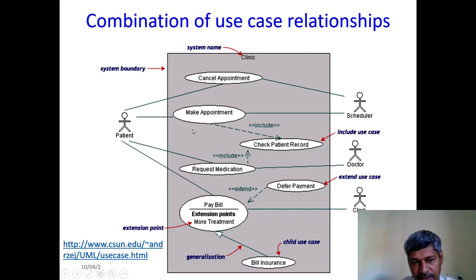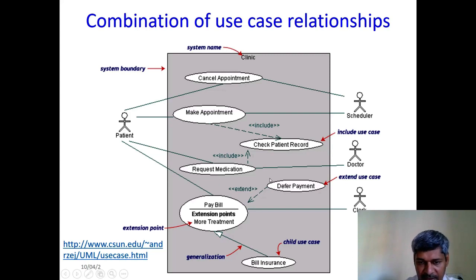Once the appointment is there and the doctor visit has happened, the patient can request medication, and the doctor can request medication. But the doctor is actually the one doing the request medication after this appointment. So this request medication still has to go through, include, this check patient record. The doctor will be checking the patient record and also the patient. Then only are we requesting the medication. So that is again an include relationship here. Two include relationships in this particular system we have seen.